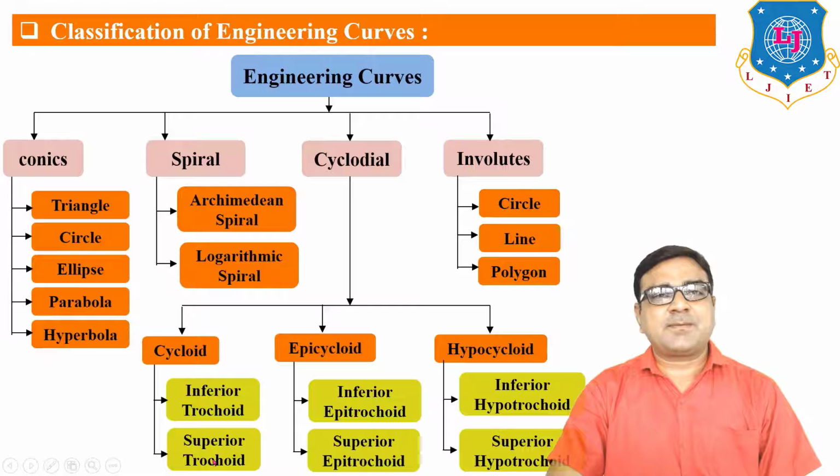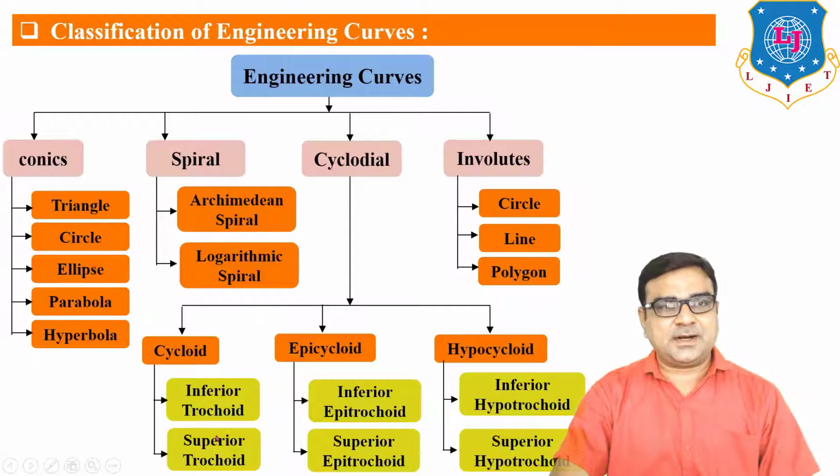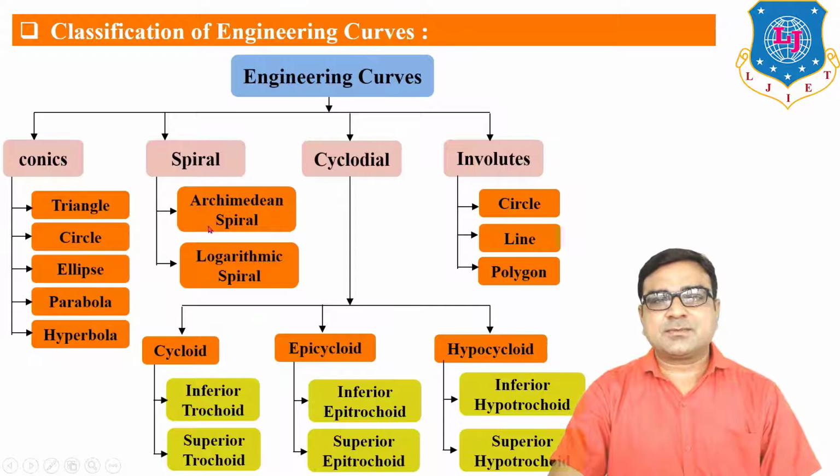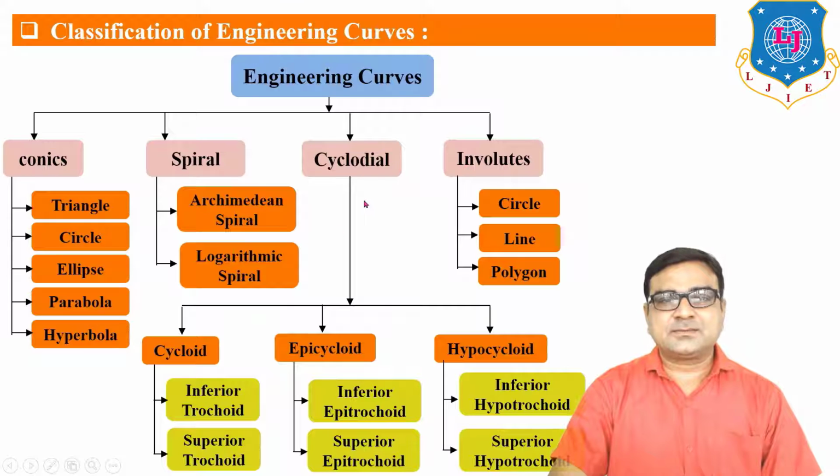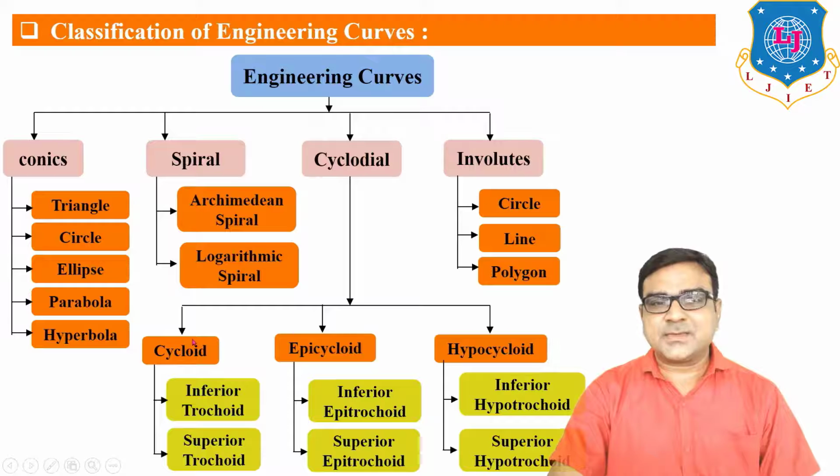Now in this chapter, we will cover many curves which are classified in this manner. First, conic curves, in which we will study circle, ellipse, parabola, hyperbola. Spiral curves, in which there are two types, Archimedean spiral and logarithmic spiral. Cycloidal curves, which are mainly classified into three: cycloid, epicycloid and hypocycloid.